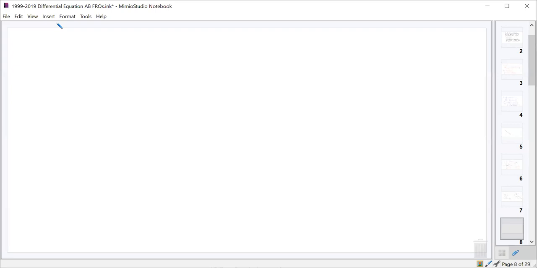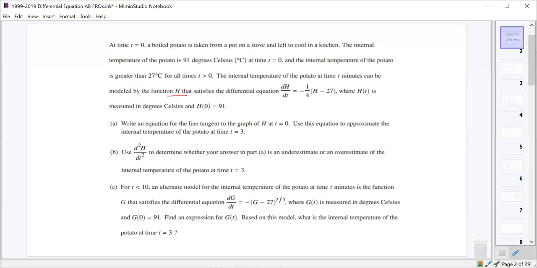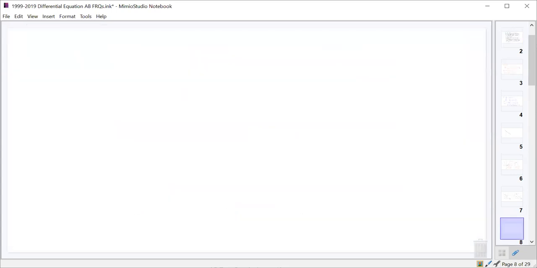Part C was asking us to solve, not that differential equation though. It gave us a different model for it, I believe. It said, we got a new model, negative g minus 27 to the 2/3 power. And we wanted to solve that differential equation and then use that to approximate the value of t. So that's our goal here. We've got the new differential equation dg/dt equals negative g minus 27 to the 2/3 power.